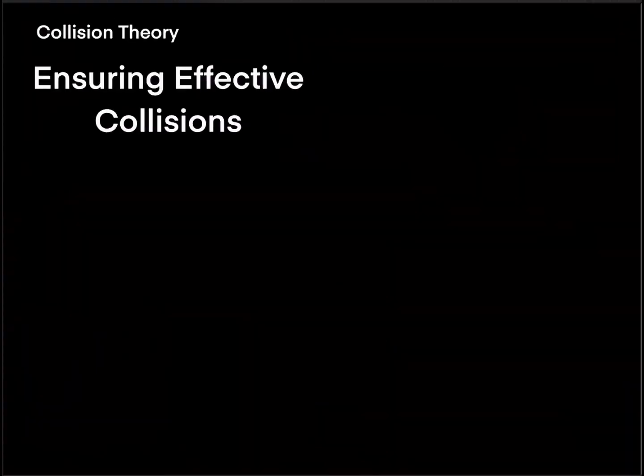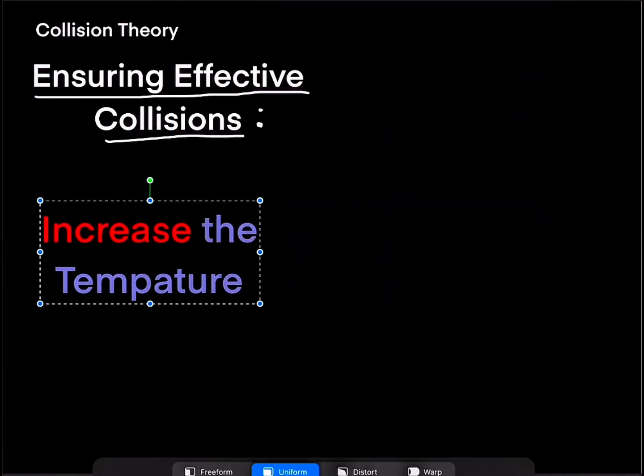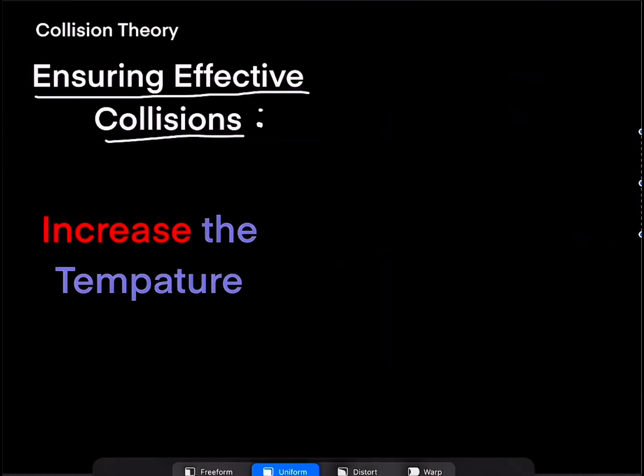Now let's go over the factors that ensure effective collisions between particles. The number one factor that ensures effective collisions is increasing the temperature. When increasing the temperature, molecules tend to move faster, energy increases, and therefore leads to more frequent collisions. While not all may be effective, the increased number of collisions means more chances for effective ones.